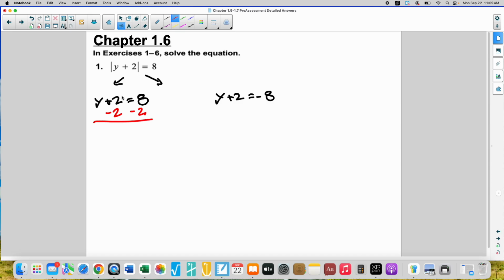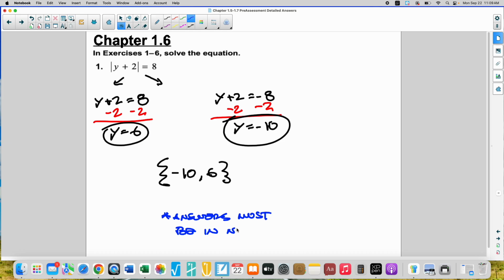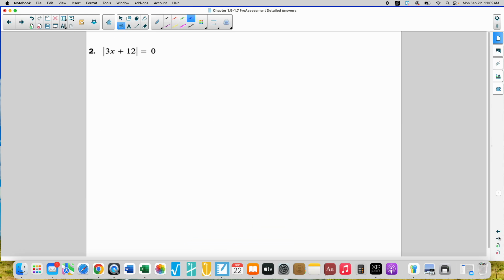Let's subtract 2. Y equals 6. Let's subtract 2. Y equals -10. Those are my two solutions. We write them in solution sets, and we're going to write them in numerical order. Always remember, answers, aka solutions, must be in numerical order inside of your solution sets.